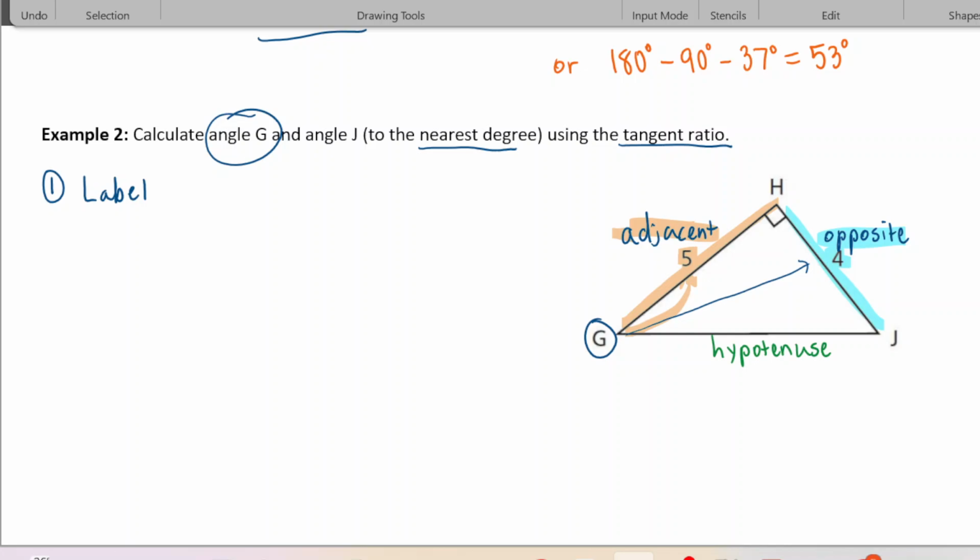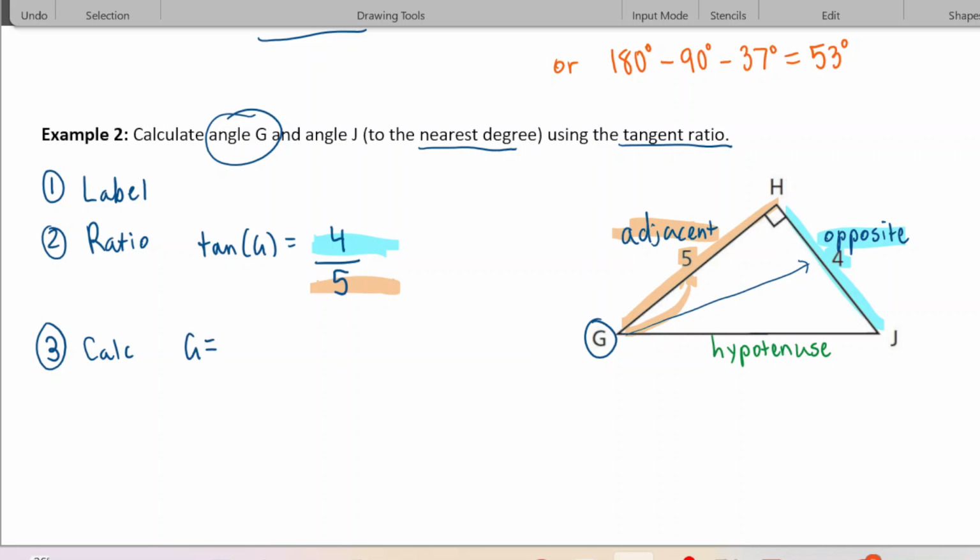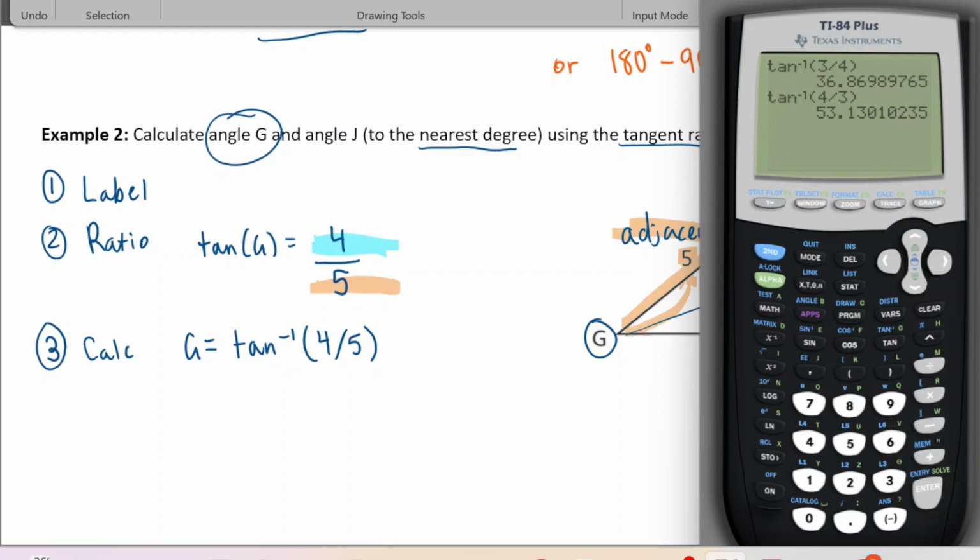Okay, so if I were to write the tangent ratio now, we've done step 1. Tan of G, it's always the opposite over the adjacent. So the opposite side is 4, the adjacent side is 5. So we've written our tan ratio. Perfect. So now last thing is calculator. So in our calculator, the way to access that angle and calculate it is I want to use the inverse tan button, and I'm going to use the ratio 4 over 5 that I got there. So let's type that in and see what we get.